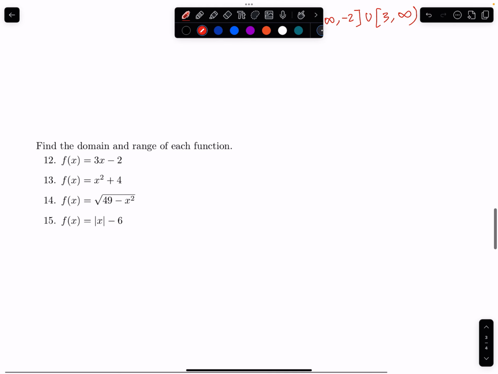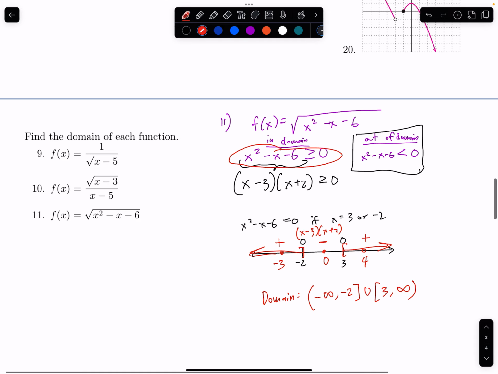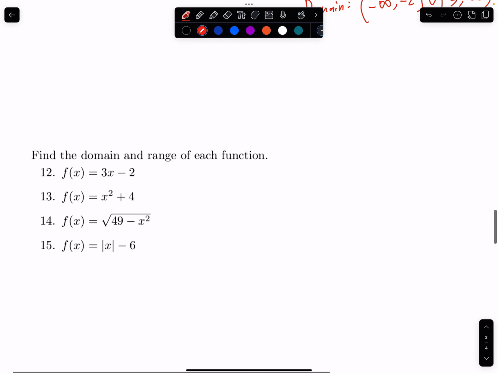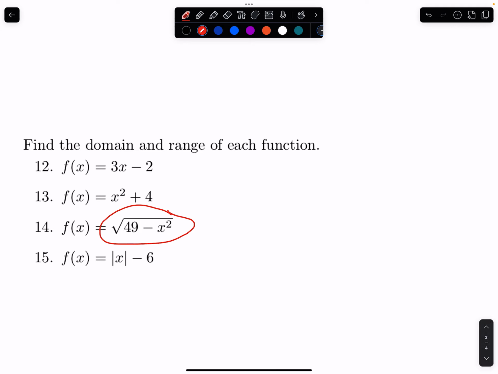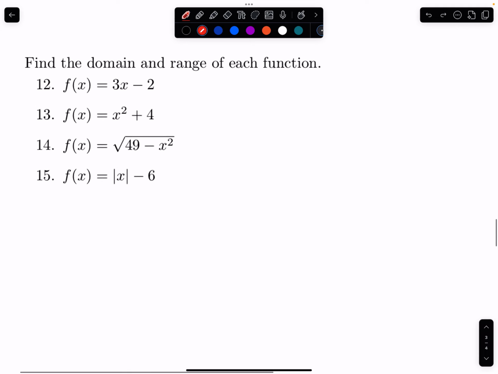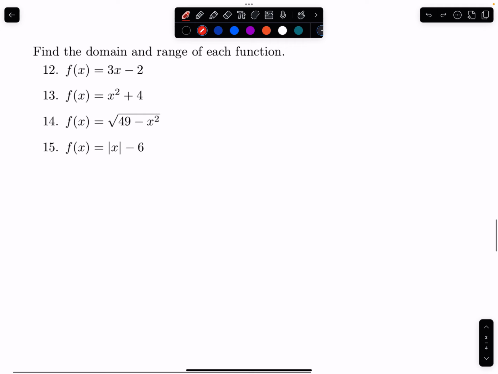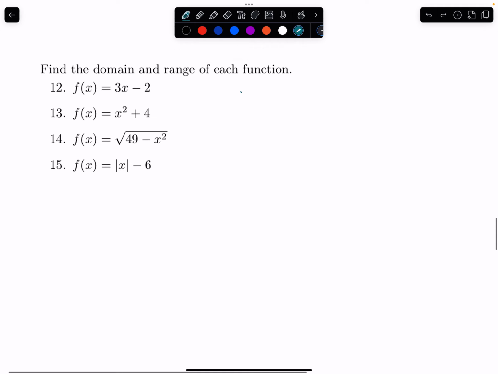Okay, that's 11. Okay, now we got 4 more. I know it sounds like a lot, but I think for the most part, these are a little easier, except this one's kind of the same as something we did earlier. I'm going to do the same thing, one at a time, starting with question 12.